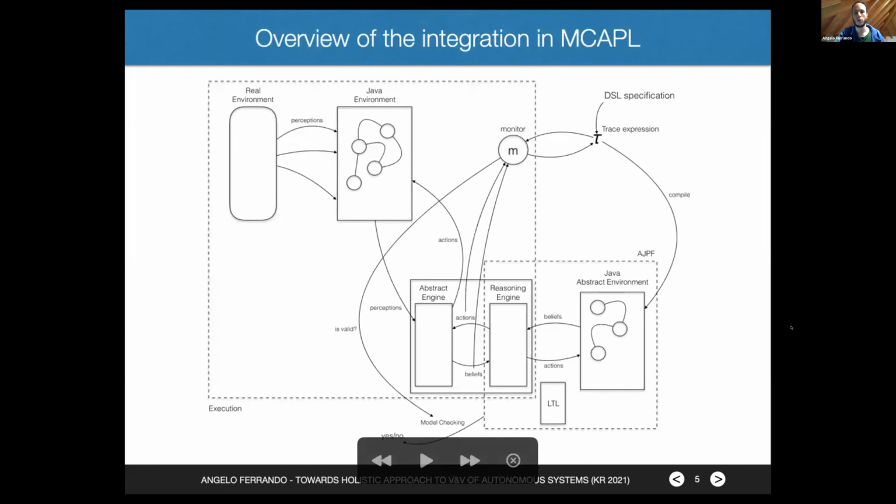This is just an overview of the approach. Practically, we start in the top right from our domain-specific language, which I'm going to show you later on. From this language, we translate to a trace expression, which is a formalism used for runtime verification. But in this work, we also showed how we can translate this specification into the Java abstract environment, which is used in the Agent Java PathFinder model checker to do the verification process.